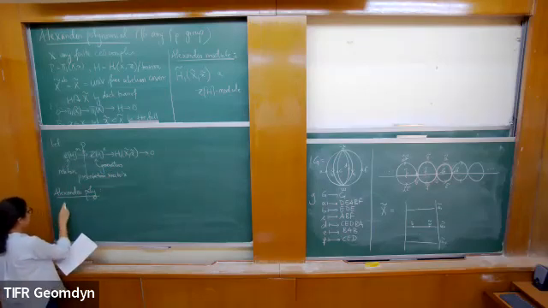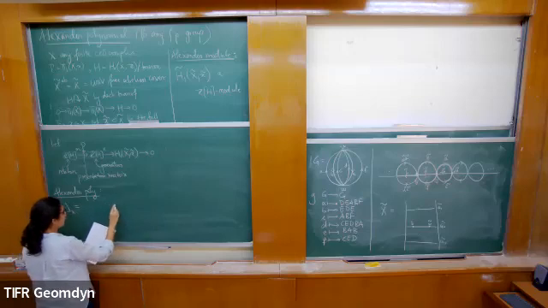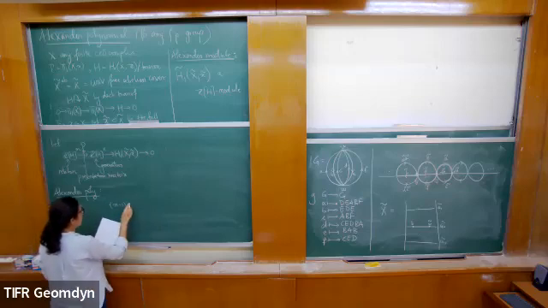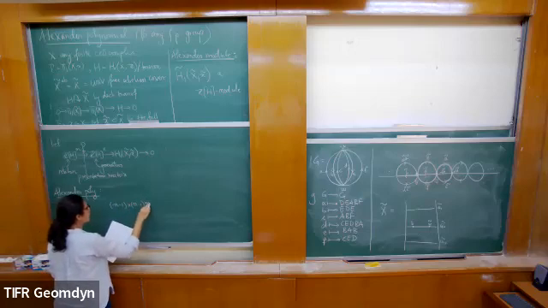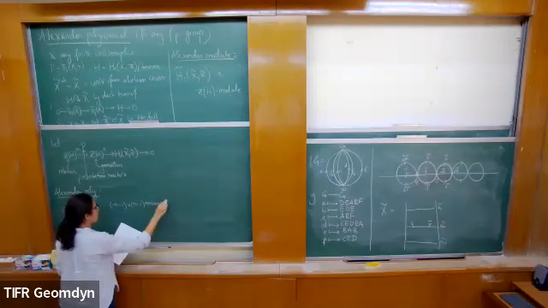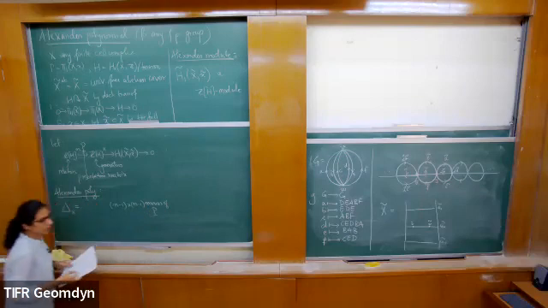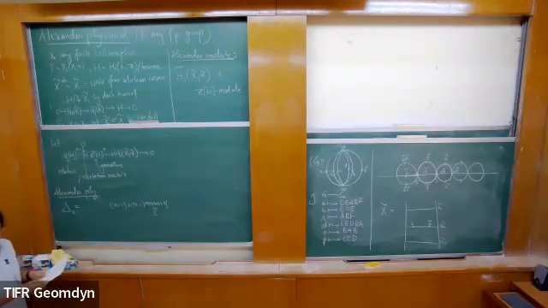So what's the Alexander polynomial? I look at the n minus 1 by n minus 1 minors of this presentation matrix P. Any question?